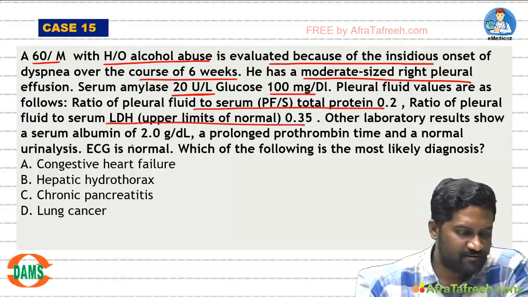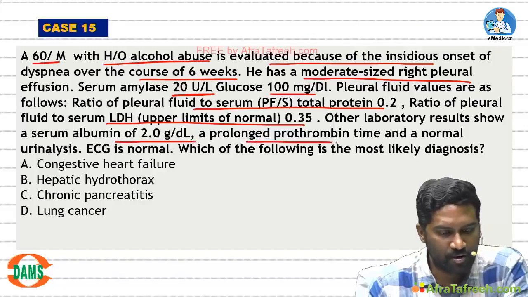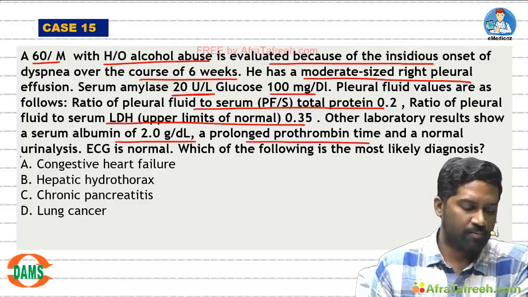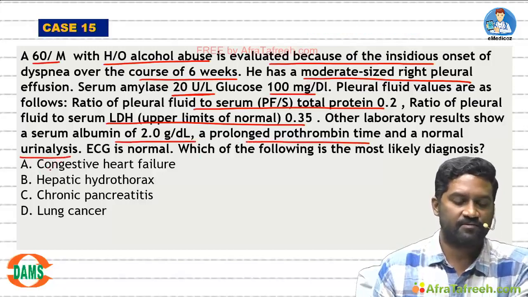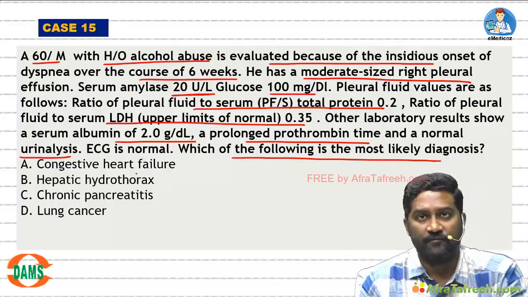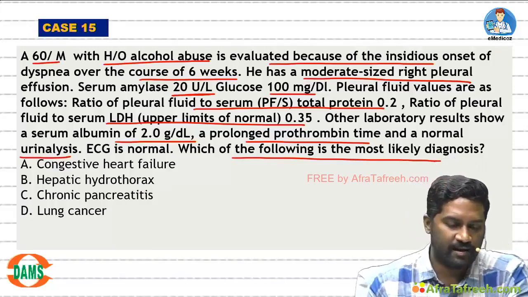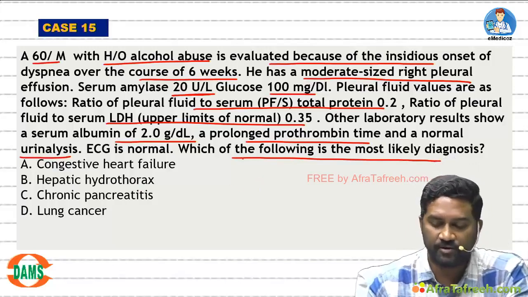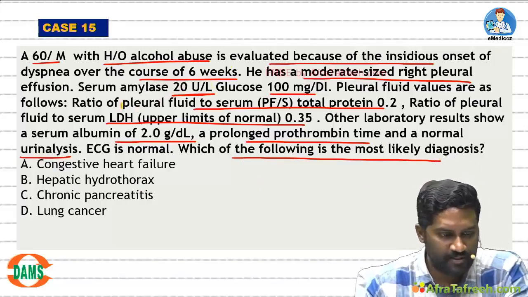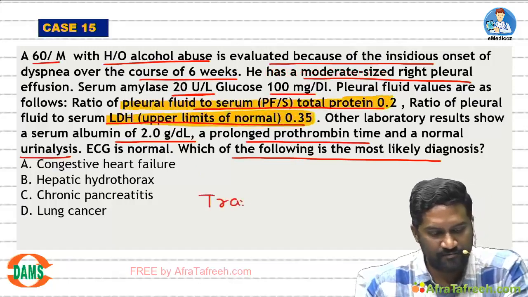Other lab results show serum albumin of 2 gram per deciliter, prolonged prothrombin time, normal urine analysis. ECG is also normal. Which of the following is most likely diagnosis? Whenever they give you any question on pleural fluid analysis, first know whether it is transudate or exudate. By the data, the protein ratio is 0.2, LDH ratio is 0.35. This is a transudative effusion.